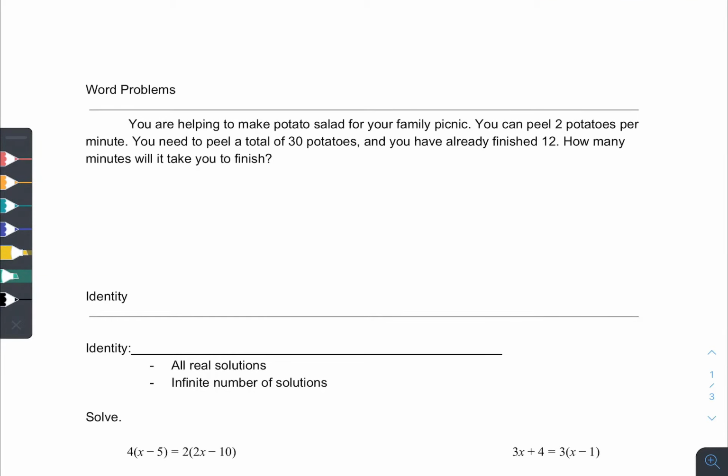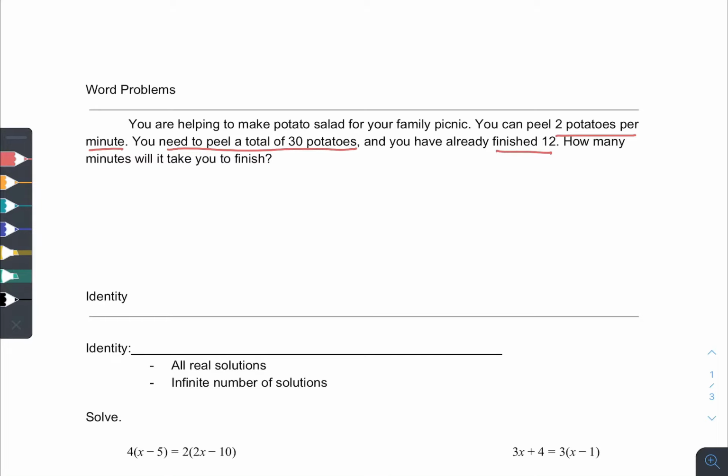All right, so now we're going to do some word problems. All right, it says you are helping to make potato salad for your family picnic. You can peel 2 potatoes per minute. You need to peel a total of 30 potatoes, and you've already finished 12. How many minutes will it take you to finish? So this is going to be a little bit of writing the expression. So we can peel 2 potatoes per minute. It's important. You need to peel a total of 30, and you've already finished 12.